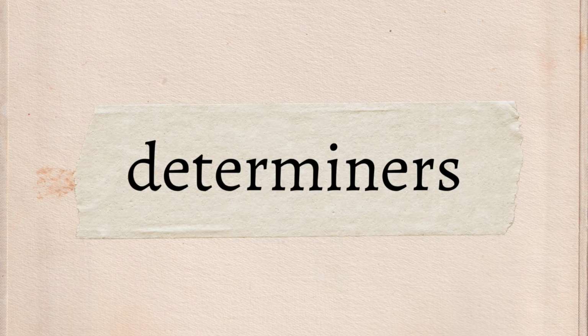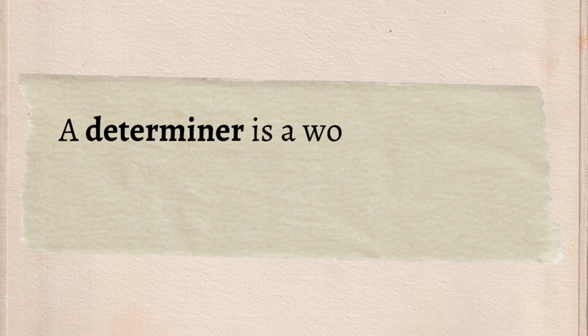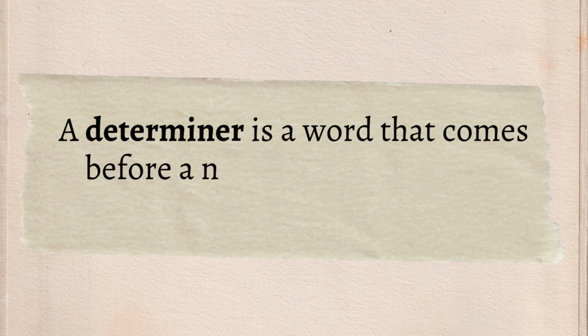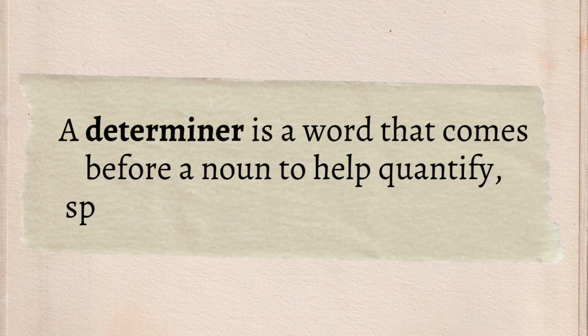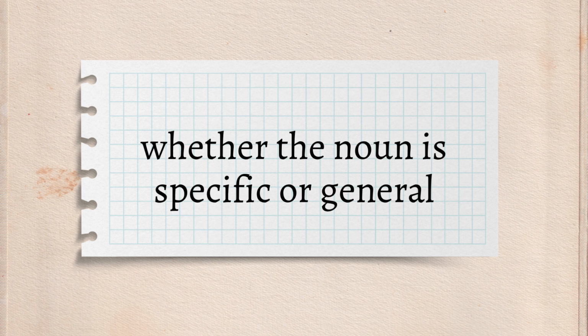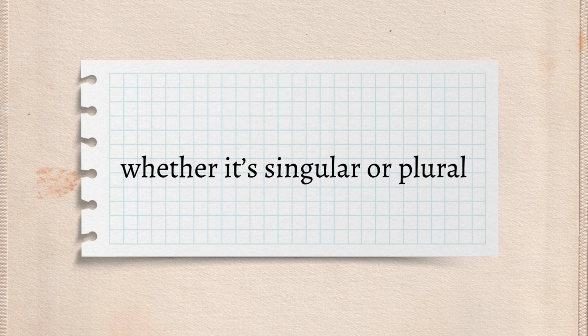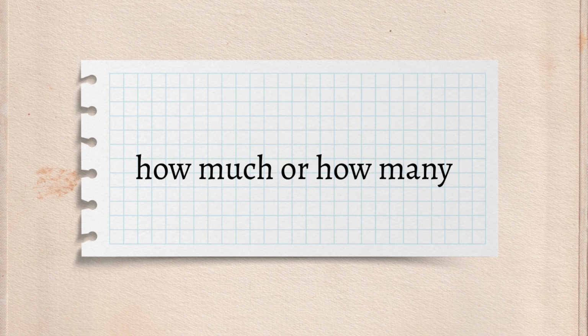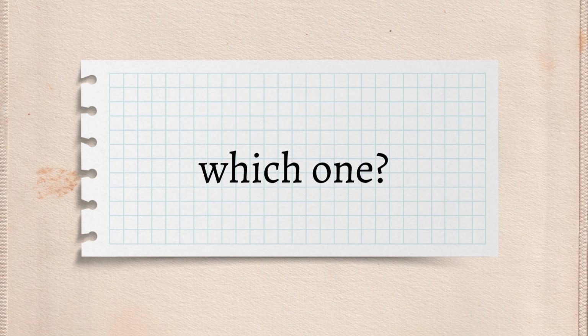Now let's focus on determiners. A determiner is a word that comes before a noun to help quantify, specify, or otherwise determine it. That's how they get their name. Determiners tell us things like whether the noun is specific or general, whether it's singular or plural, how much or how many of the noun we have, and sometimes which one.